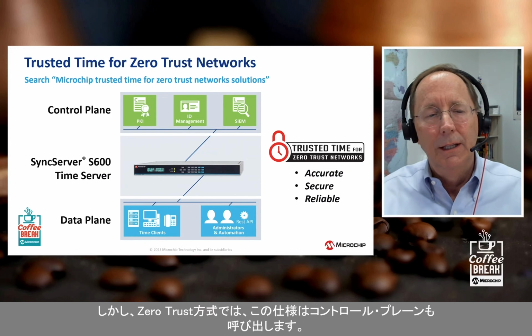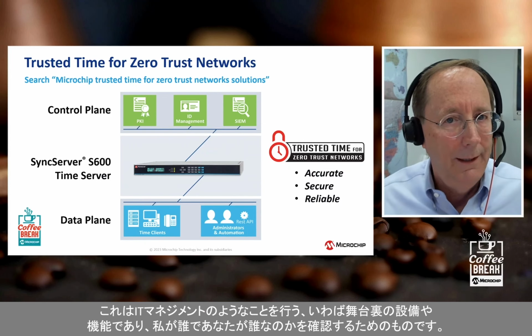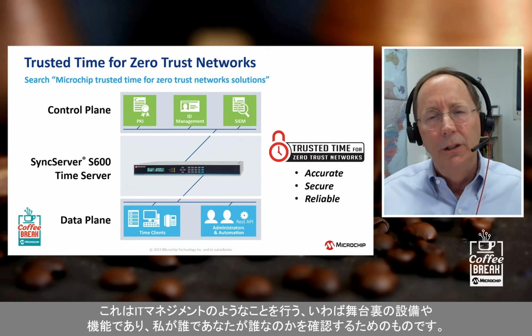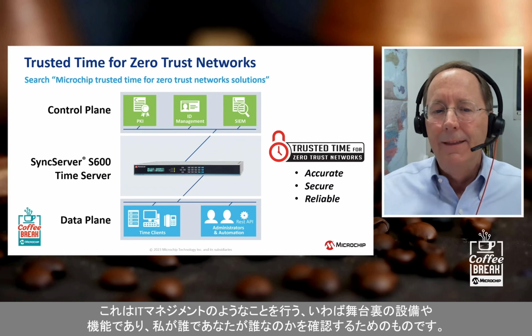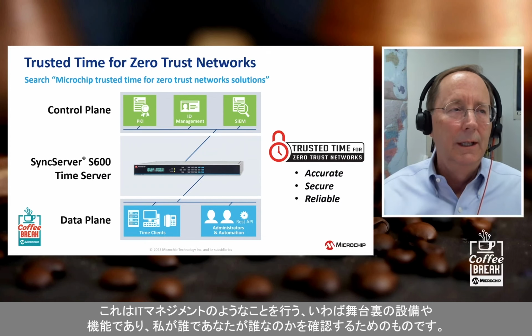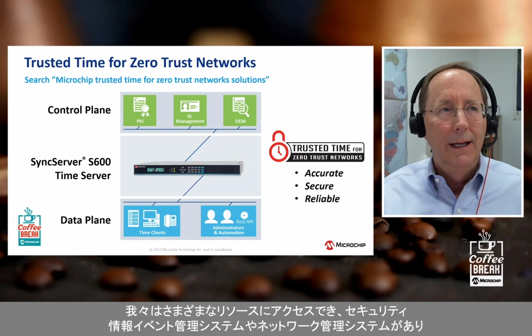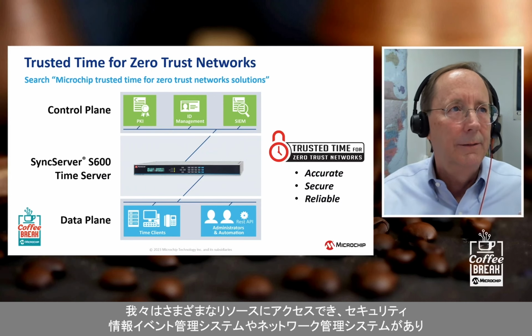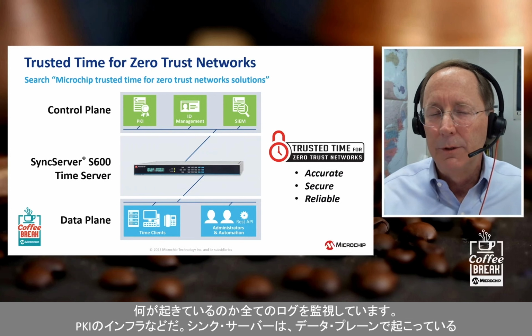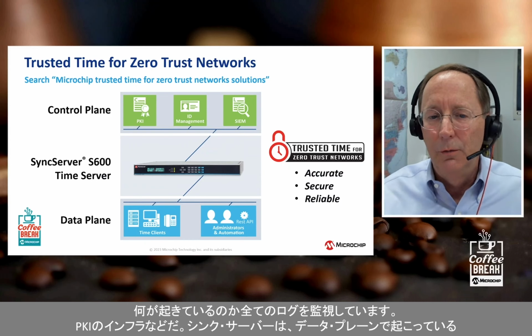But in a zero trust architecture, this NIST specification also calls out a control plane. These are the facilities and functions, if you will, that are behind the scenes that do things like ID management, making sure who I am and who you are, and we're allowed the different resources. There's the security information and event management systems, network management systems that monitor all the logs of what's going on, PKI infrastructure, and so forth.